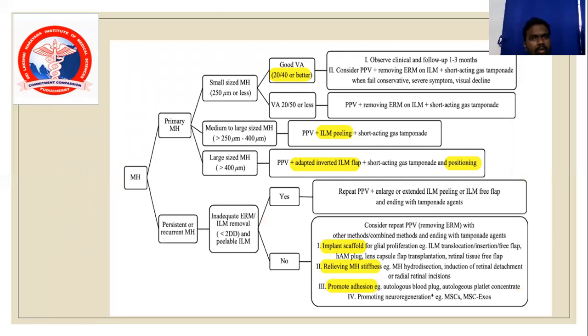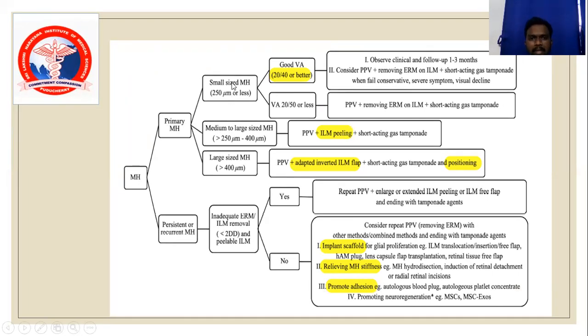So quickly moving on to the treatment strategies for a macular hole. Macular holes can be classified into a primary macular hole or a persistent or recurrent macular hole, which means that in spite of the patient undergoing surgery for a macular hole in the form of a pars plana vitrectomy with an ILM peeling, the macular hole is still persisting or has recurred. Okay, so moving on to primary macular holes.